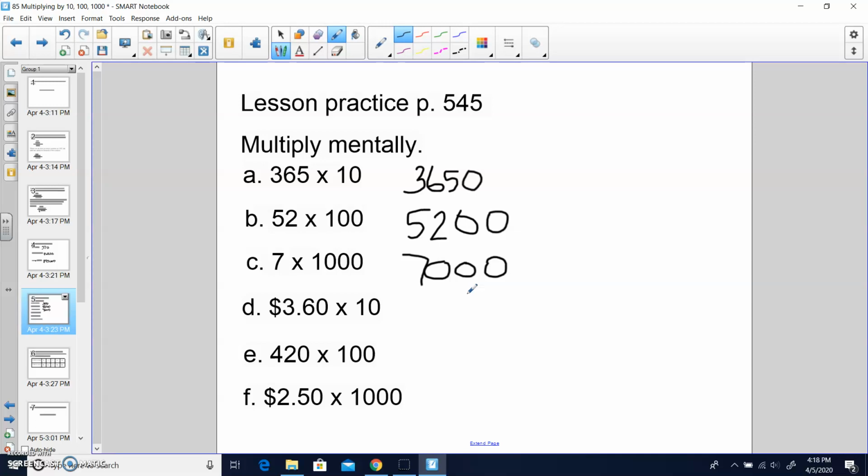$3.60 times 10. Okay, I'm going to start by writing the digits of my first number. So 3, 6, 0. I'm multiplying by 10, which has 1 0 in it, so I'm adding another 0 to the end. I am working with money, so I need my dollar sign and decimal point. So there's my dollar sign and decimal point, 1, 2. So $3.60 times 10 would be $36. Try E.